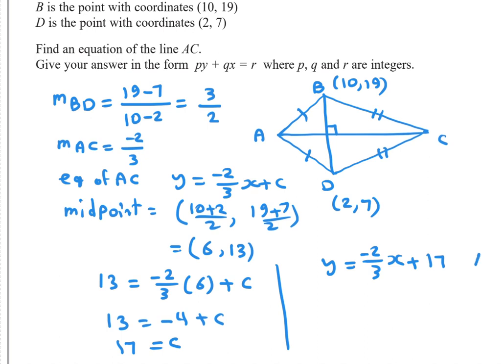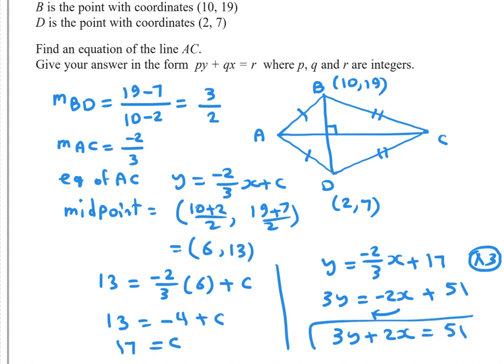You can multiply by 3. So 3y equals negative 2x plus 51. Now you can transpose negative 2x to the other side. So 3y plus 2x equals 51.